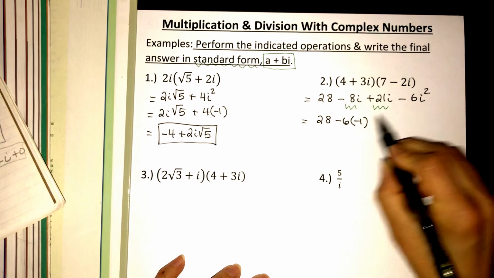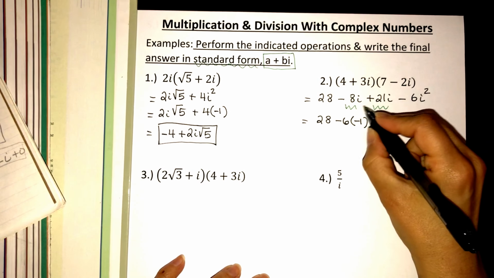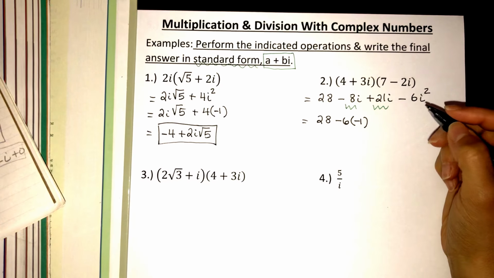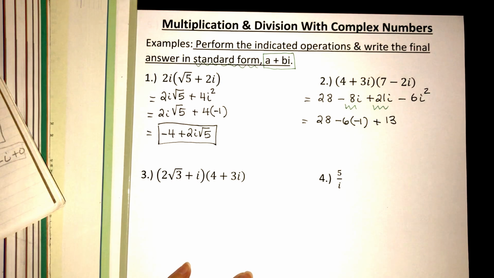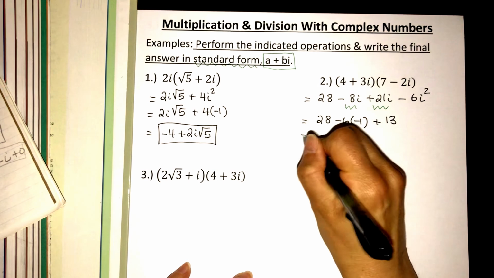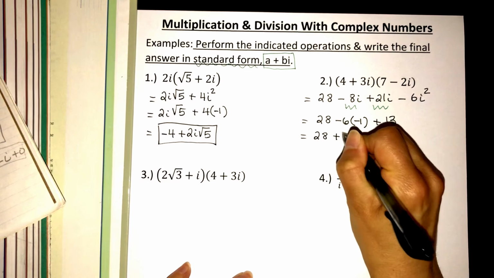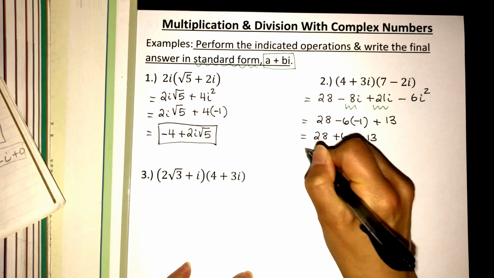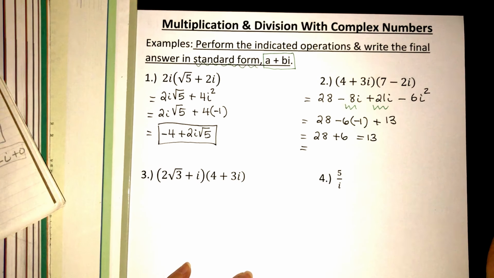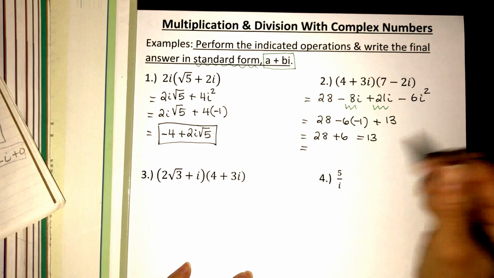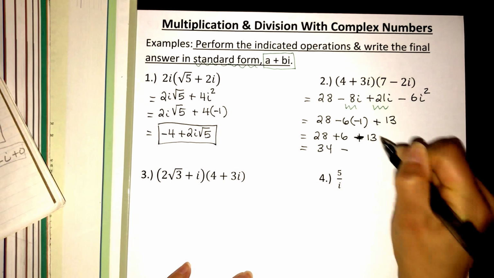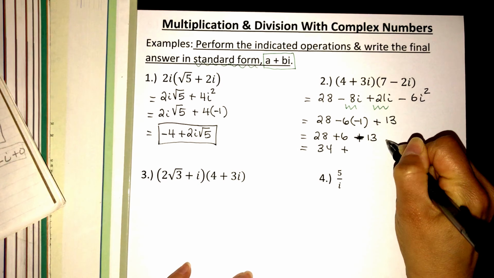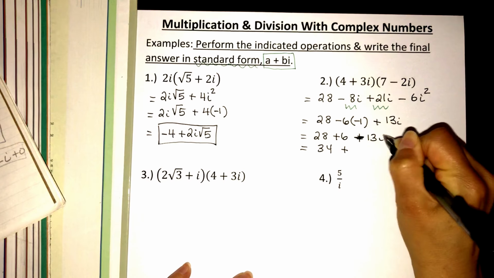I just brought this over here. And when we subtract those, we're going to get plus 13. And then from there, we are just going to combine, make that plus 6. And then from there, we're just going to add like terms, and that's going to give us 34 plus 13i.